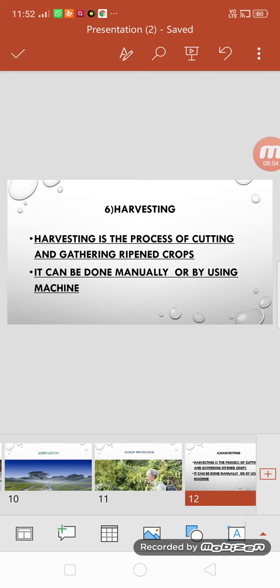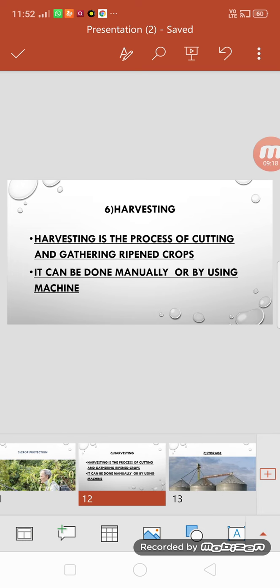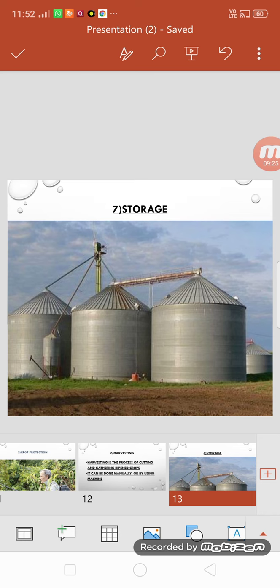Now the sixth step: when your crop is ready, it is ripened, right? Then the sixth step is to cut the ripened crop. This process of cutting the ripened crop and gathering it is known as harvesting. People do it manually, I mean, they appoint laborers for doing it, or they may use machines like a combine to do that. After cutting the crops, the very important and last step of agriculture is storage.